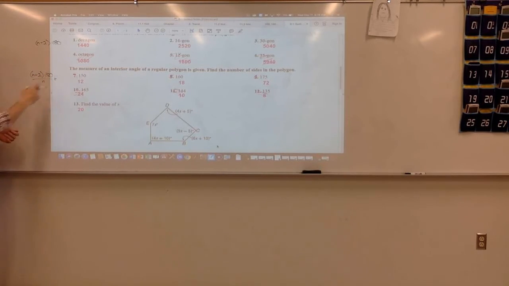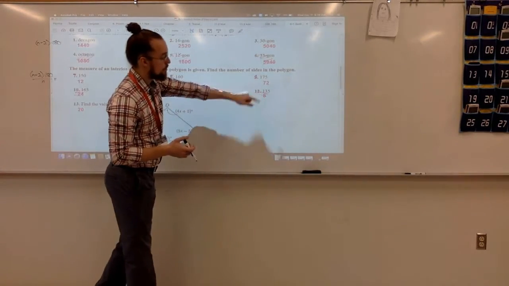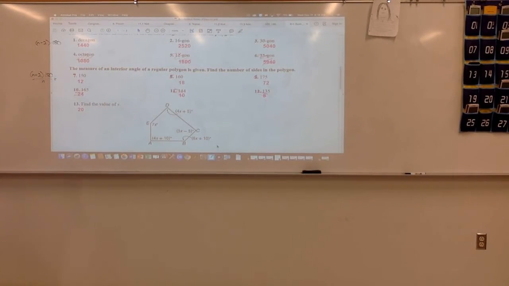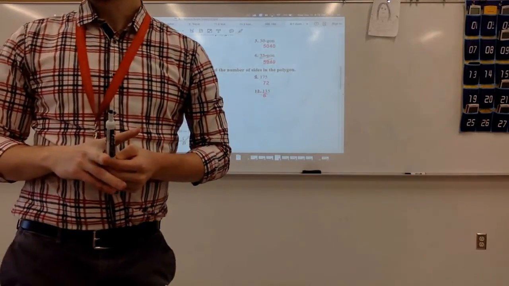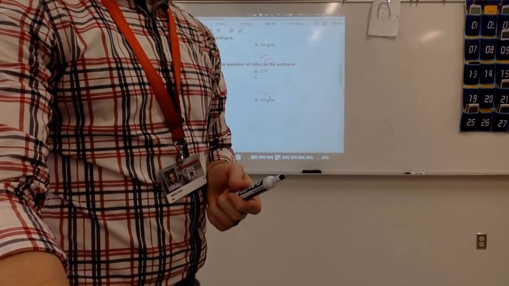Okay, so for this first one, we would say this equals 150. For 5, we would say equals 160. For 6, we would say equals 175. And we're solving for the number of sides. So 12-sided shape, 18-sided shape, 72-sided shape for this last one. All right. Any questions on those 6? So yeah, let's look at 7, 8, and 9 first, and then we'll come back to 10.